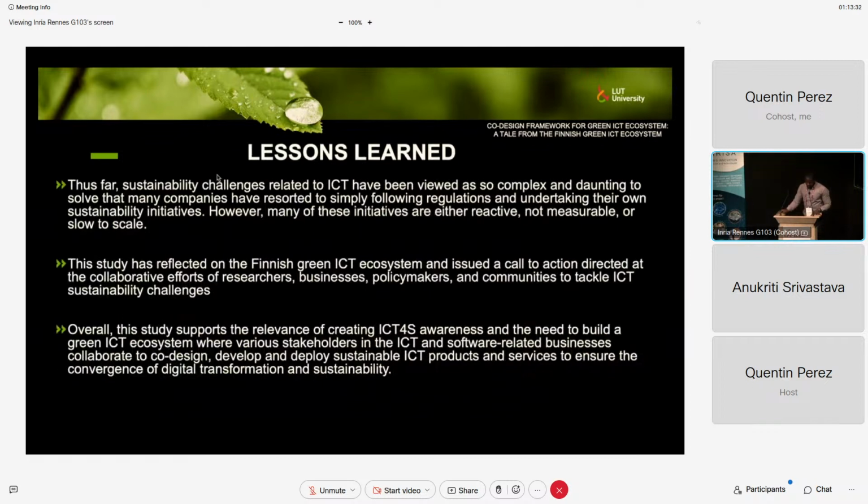The lessons learned: sustainability challenges related to ICT have been viewed as complex and daunting, and usually companies only follow policies. And so their sustainability initiatives are usually reactive instead of proactive. This study also has reflected on the Finnish ICT ecosystem to help researchers and policymakers who would want to continue in the struggle of tackling sustainability issues.